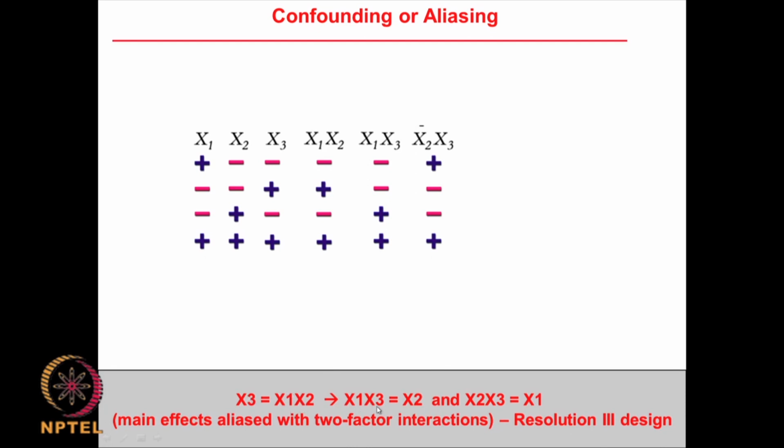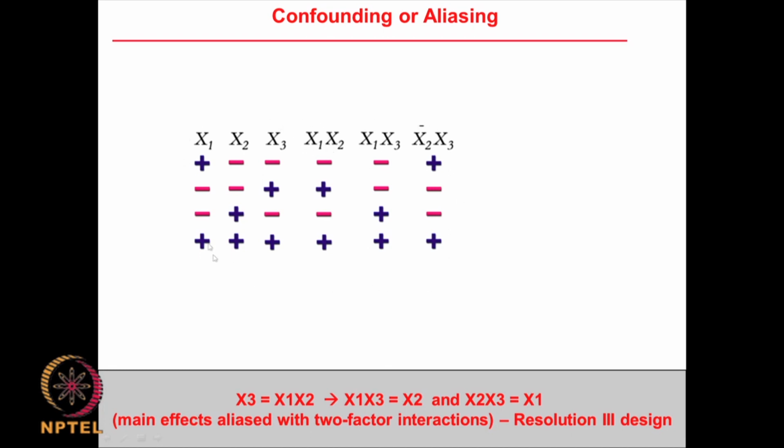So, I am using a new word, alias. There is a confounding of main effects with 2 factor interactions. So, this is called a resolution 3 design. Main effects are confounding with 2 factor interactions, as you can see here, and this is called a resolution 3 design. How do you decide? You look at the number of terms here. So, 3 terms. So, we can call this a resolution 3 design.